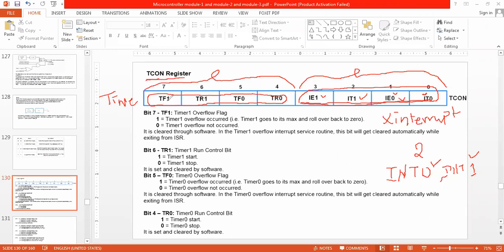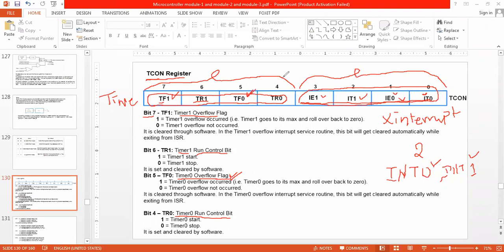So what is bit 7 here? Bit 7 is TF1, the timer 1 overflow flag. TF0 is the timer 0 overflow flag. See, it is a flag. We have flag bits in PSW; like that, here also we have 2 flags. This one is related to timer 1, this one is related to timer 0. Then what is TR? TR1 stands for timer 1 run control bit. TR0 stands for timer 0 run control bit.